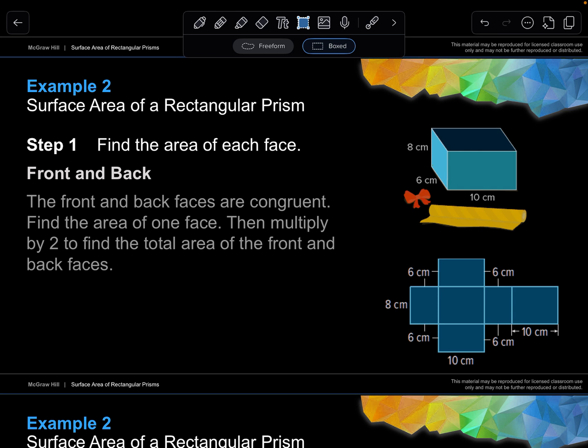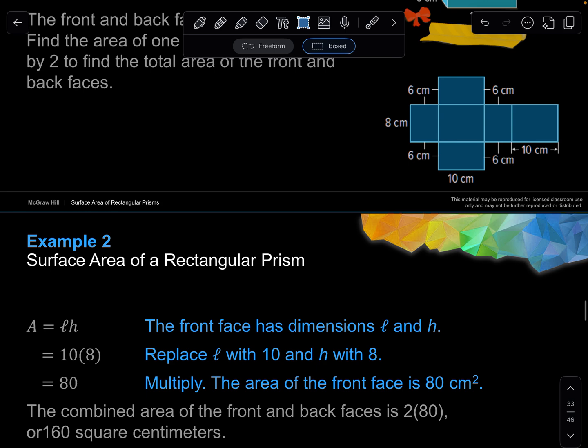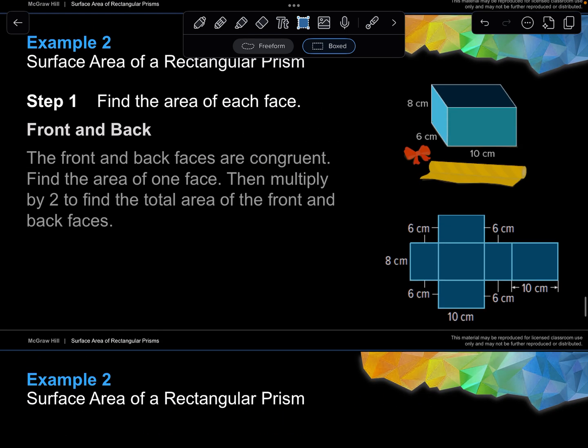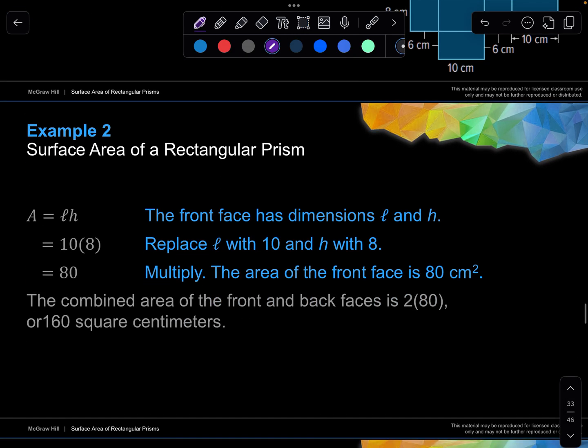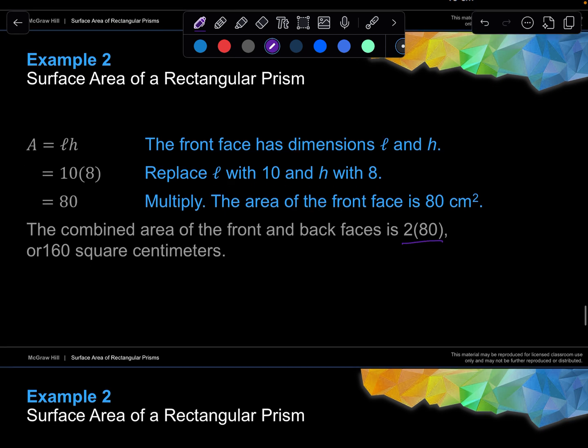Again, we can see that the front and back faces are congruent. We find the area of 1 and multiply that by 2. So my area of the front is length times height, which would be this length times this height. So that's 10 times 8, 80. So the front plus back together is 2 times 80, which is 160 square centimeters.